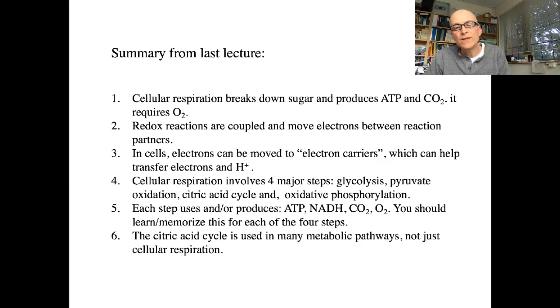And then we said that cellular respiration involves 4 major steps. And we talked about glycolysis, pyruvate oxidation, the citric acid cycle, but not oxidative phosphorylation yet. That's for today. We said that in each step, ATP, NADH, and carbon dioxide are produced, and oxygen is used in the last step. And then we looked at exactly which of these compounds are used in which of the steps. So you should memorize that part.